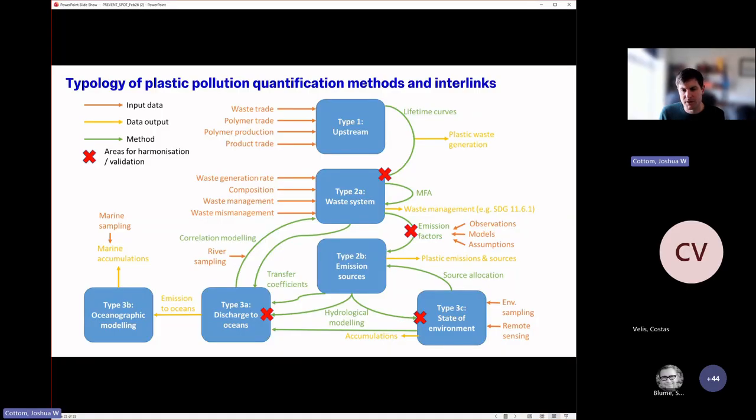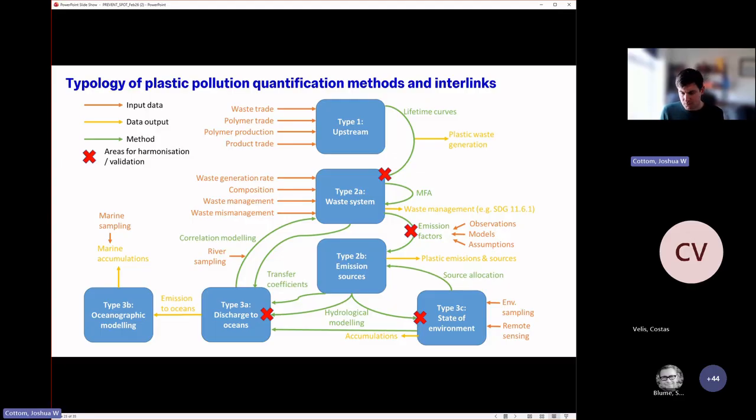So if we take the different scopes of the methodologies and plot them out in terms of the life cycle, each of these blue boxes is a typical life cycle stage that these methodologies are applied at. So we have the upstream stage, which really is focusing on plastic production, plastic trade, and consumption of plastic. And then in the type 2 boxes, we have the models that we've been talking about, which is the typical MFA-based assessment methodologies that look at the waste management system, then also plastic emissions into the environment. And then the type 3 methodologies, these really look at what happens to the plastic when it's in the environment. So trying to understand where it's moving to, if it's moving to rivers and into the oceans.